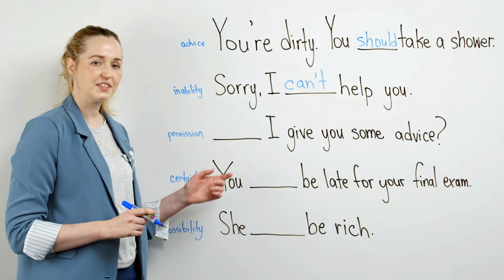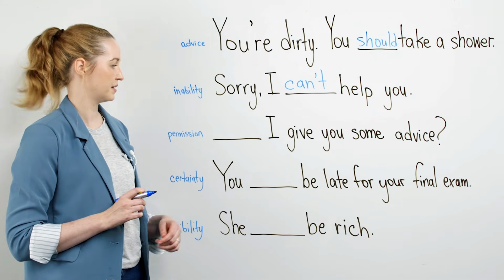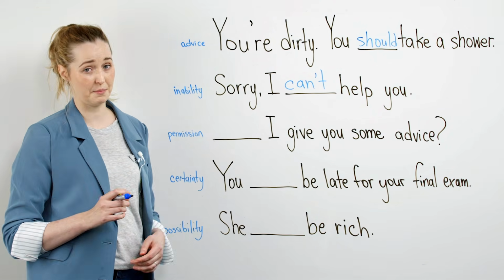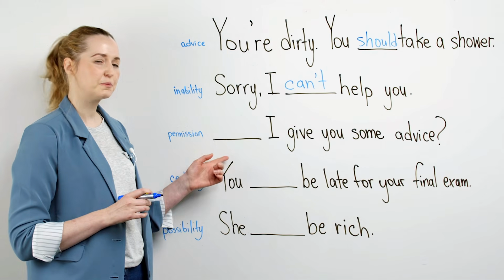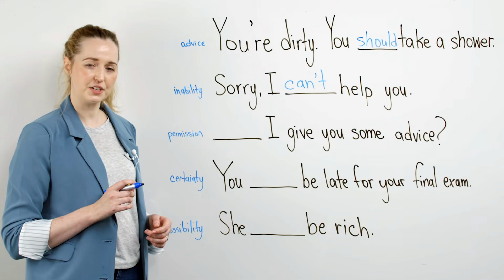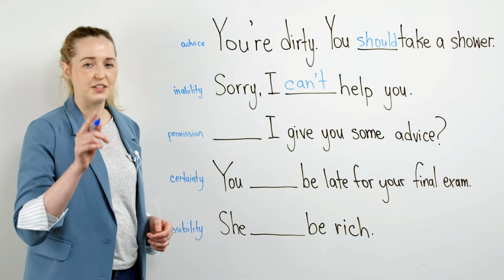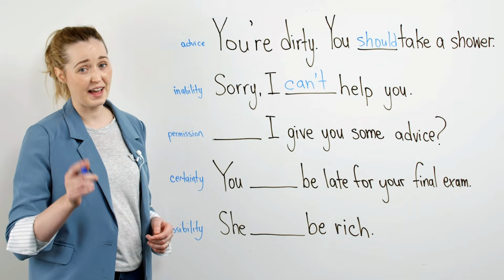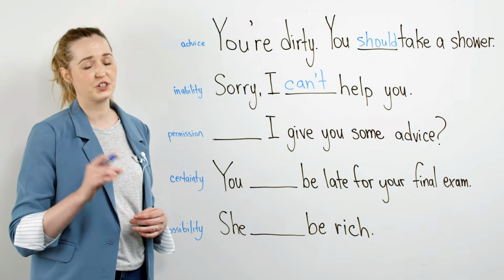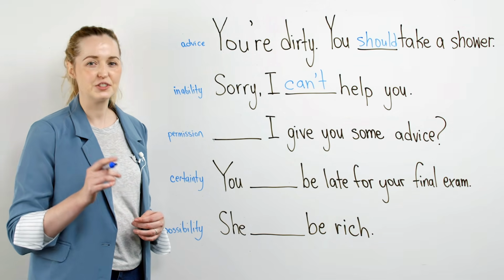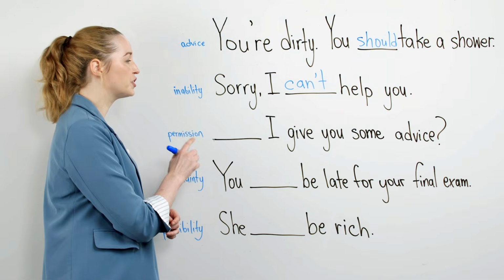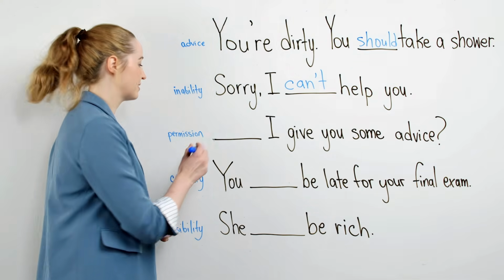Permission. This example shows permission. Blank, I give you some advice. Which modals show us permission? That's right. Could or can are both modals that show permission. Let's use could. Could I give you some advice?